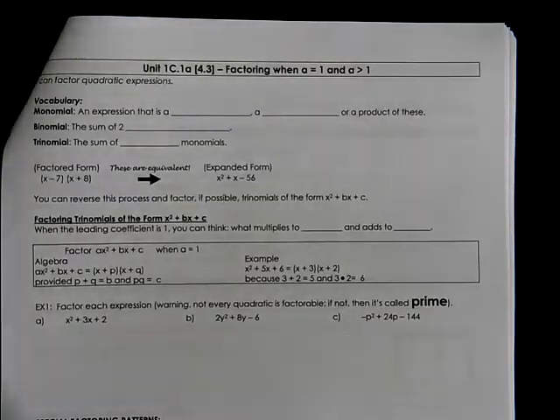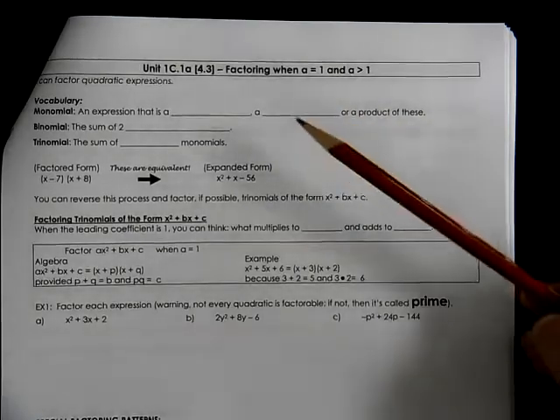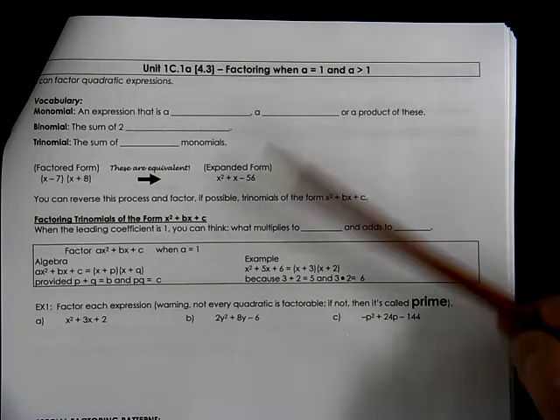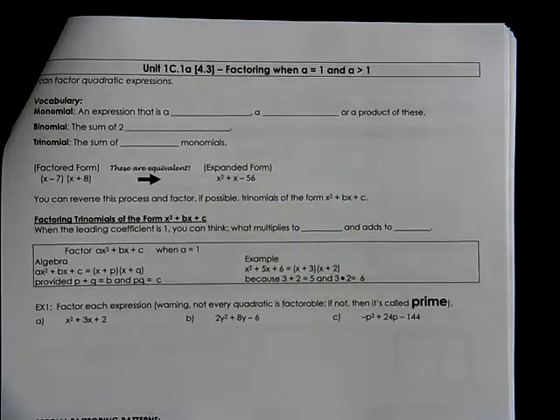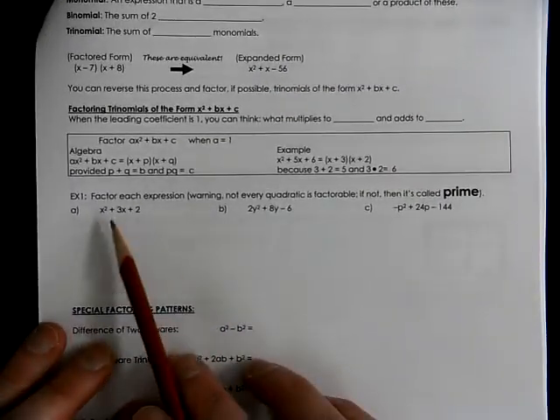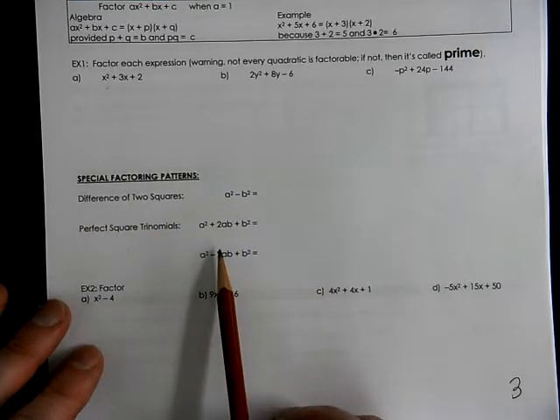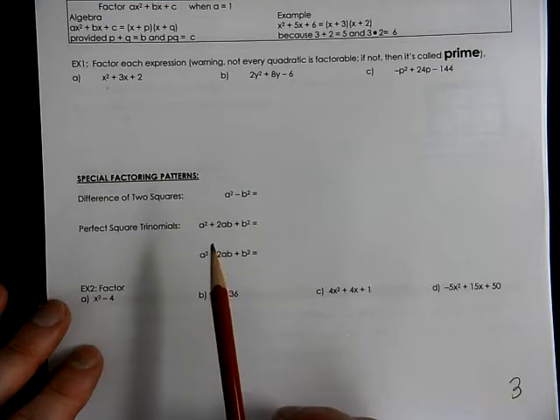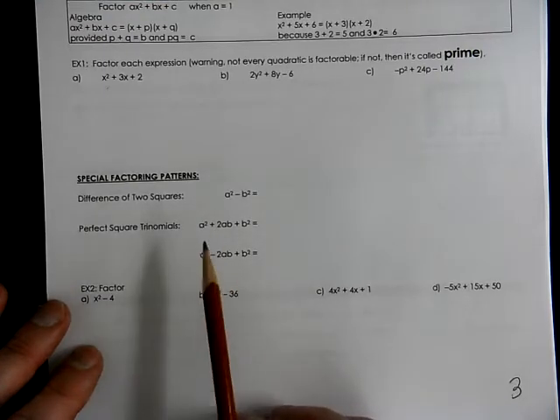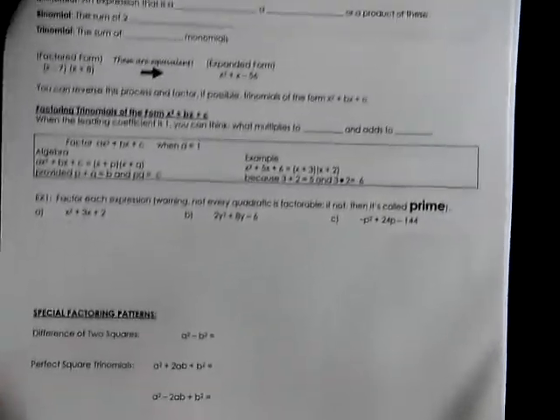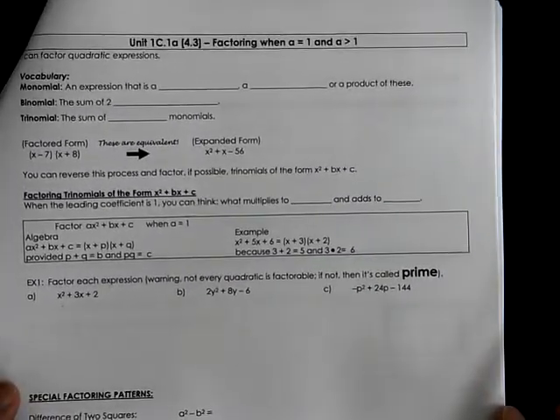This is Algebra 2 and Trig, 1C.1a. We're going to learn to factor. We're going to be factoring in three different focuses. One's going to be when a equals 1. We're going to have special cases of factoring, and we're also going to look at some that have a leading coefficient other than 1. So lots of factoring today. We will keep revisiting this over the next many days.